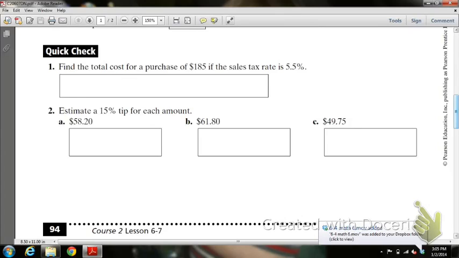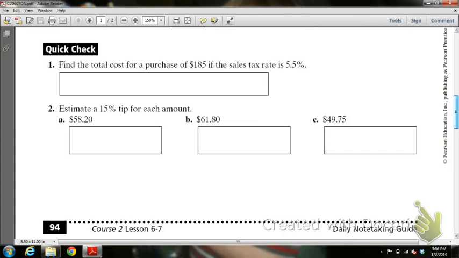In quick check 2, you're going to estimate a 15% tip for each of these amounts. So you'll round your dollars. You can round them up to the nearest dollar, or for the first one, 58.20, I might even round that to 60, just to make the math nicer. So estimate a tip for each of those amounts. Let's pause the video and try those quick checks before moving on.